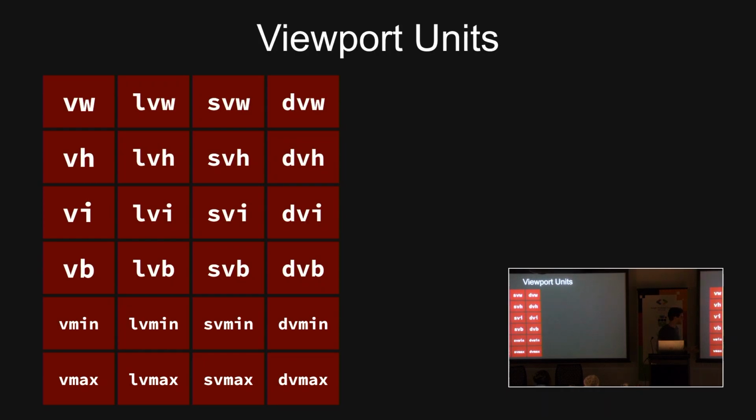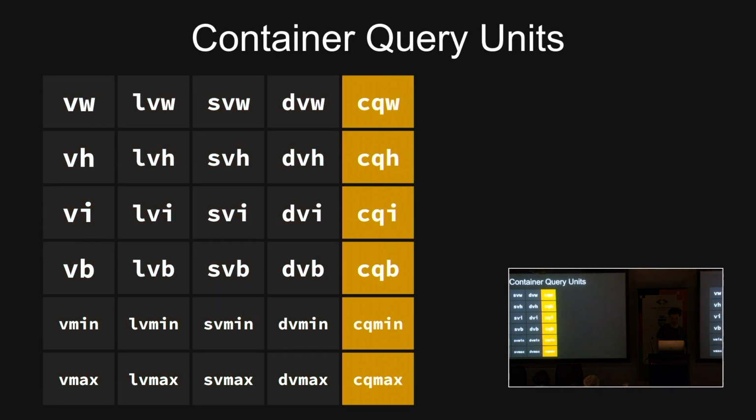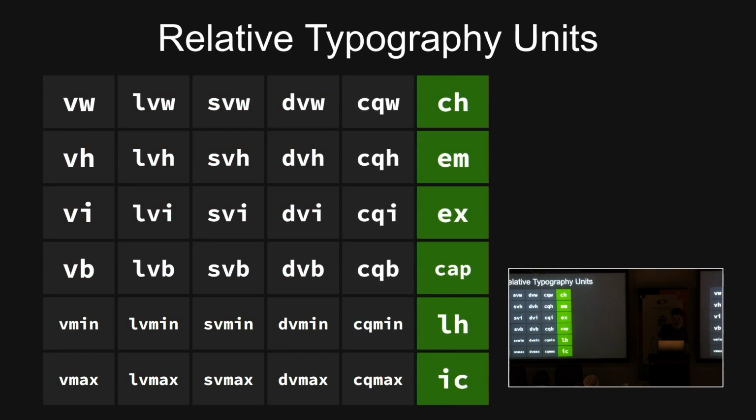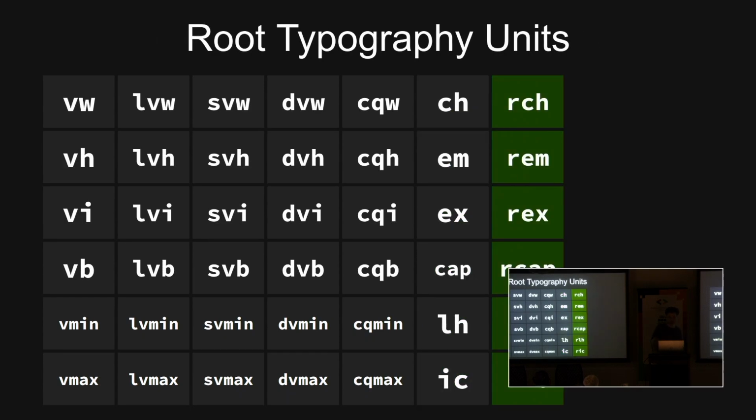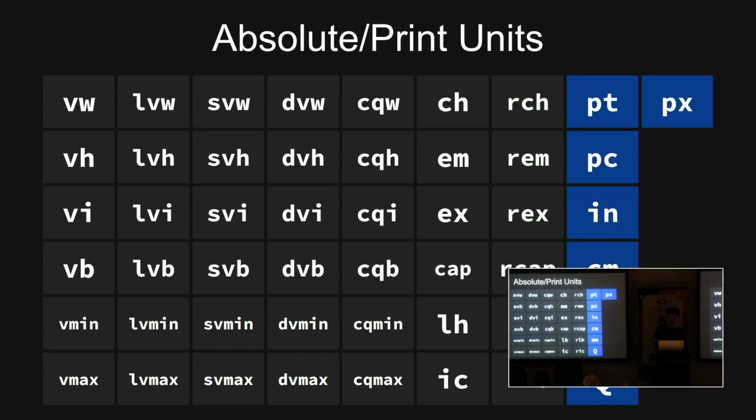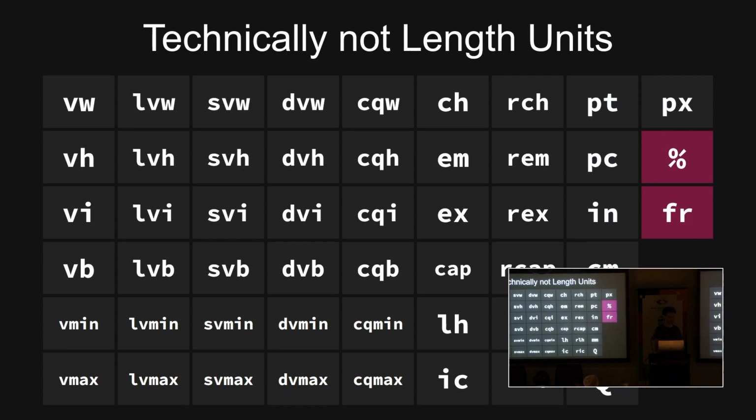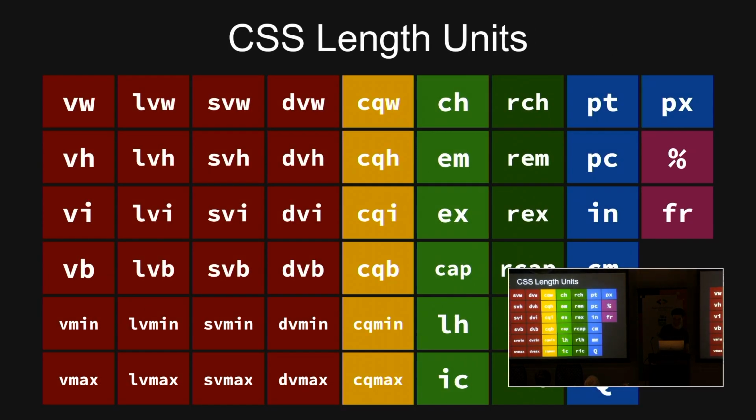So we've got viewport units, container query units, relative typography units, the root equivalents, absolute units, and technically not length units. So I've covered, this is 51 units now, just for sizing things in CSS. There's your photo. So if you're coding away and you think, how should I size this element? There you go. There's where you search MDN.